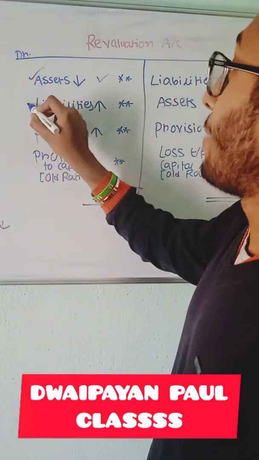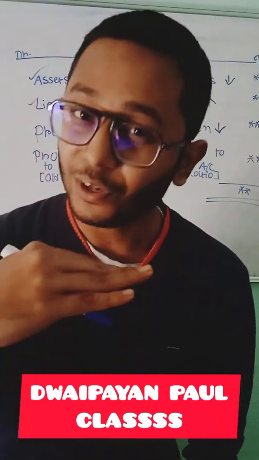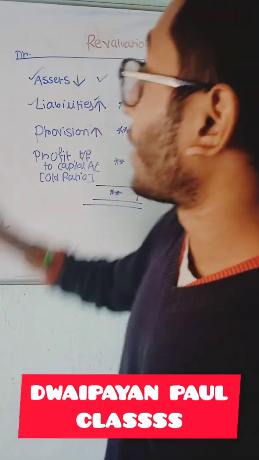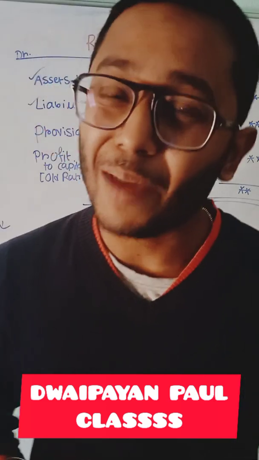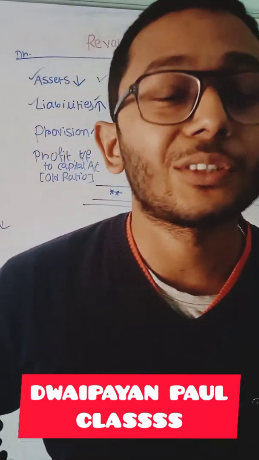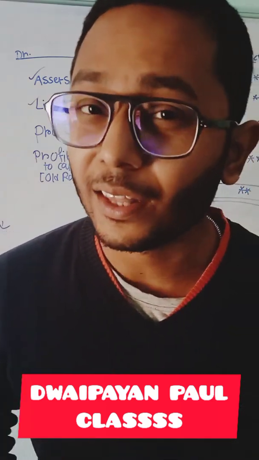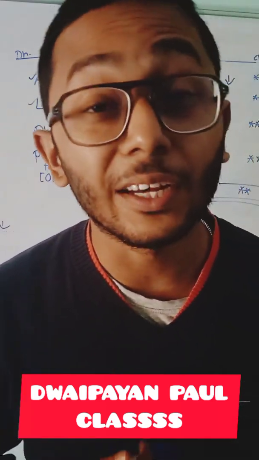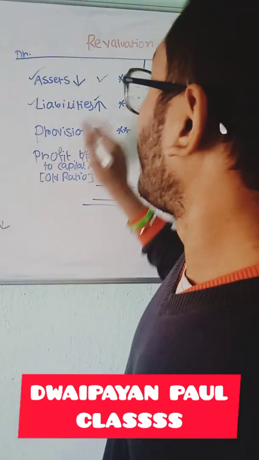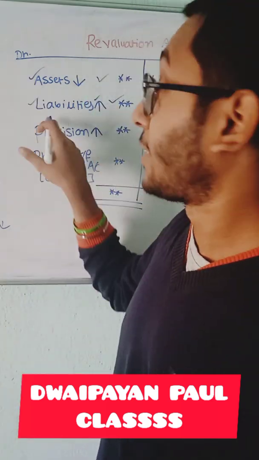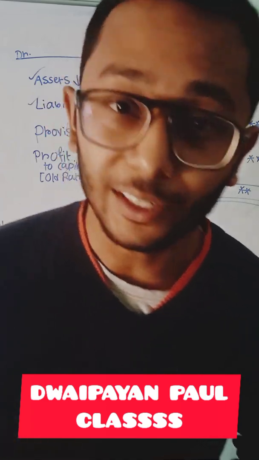Next, liabilities upward. That means if the value of liabilities is increasing, you have to write it on the debit side of the revaluation account. For example, if in the balance sheet the value of creditors is 50,000 and in the adjustment it has been given that the value of creditors has increased by 20,000, then you have to write the 20,000 on the debit side, since creditors is a liability and the value of liabilities is increasing.